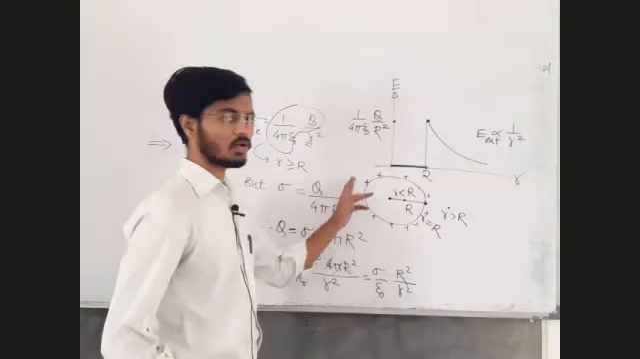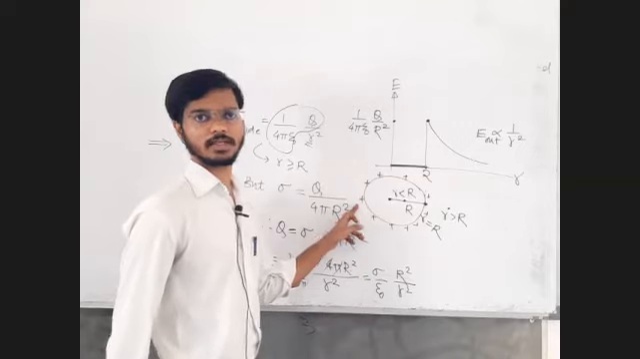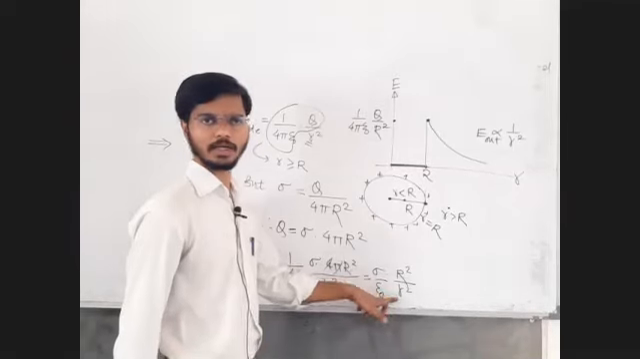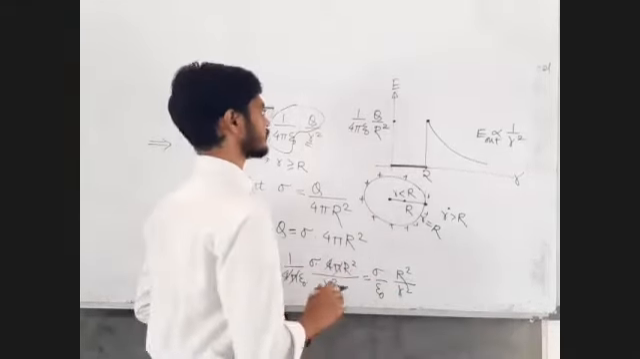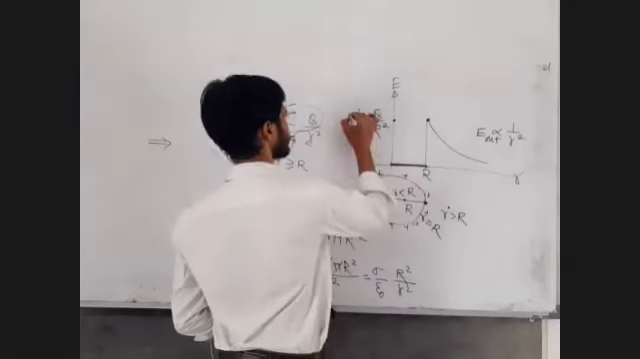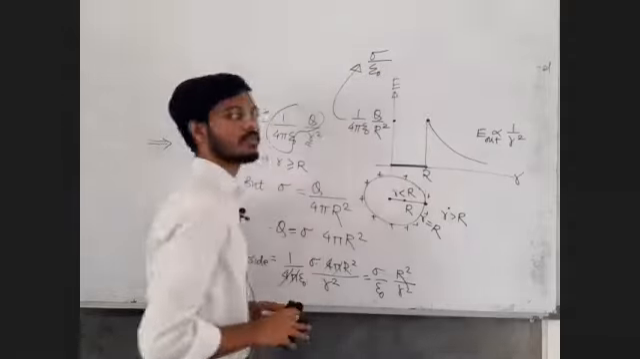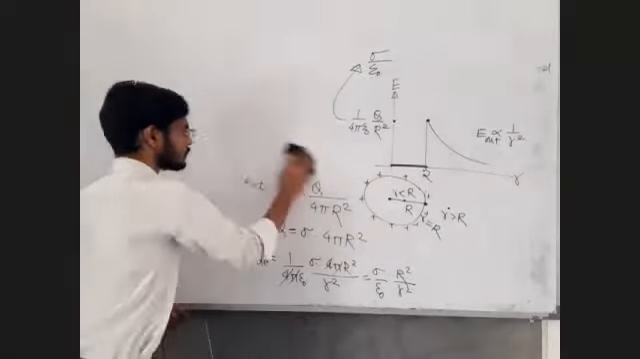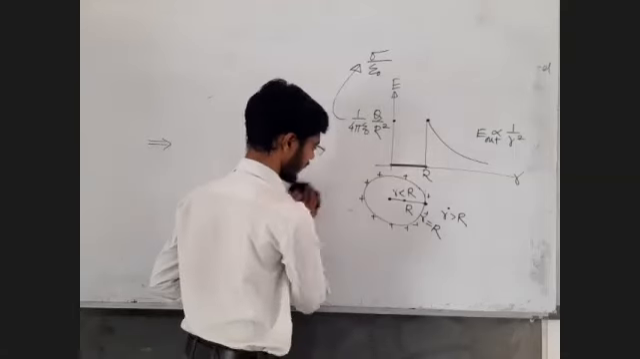It's a hollow shell, a surface. We can write sigma upon epsilon 0. On the surface you can put small r equal to capital R, so R square upon r square cancel and it becomes sigma upon epsilon 0. That is also perfectly fine. On the surface, sigma upon epsilon 0. That completes the entire analysis.